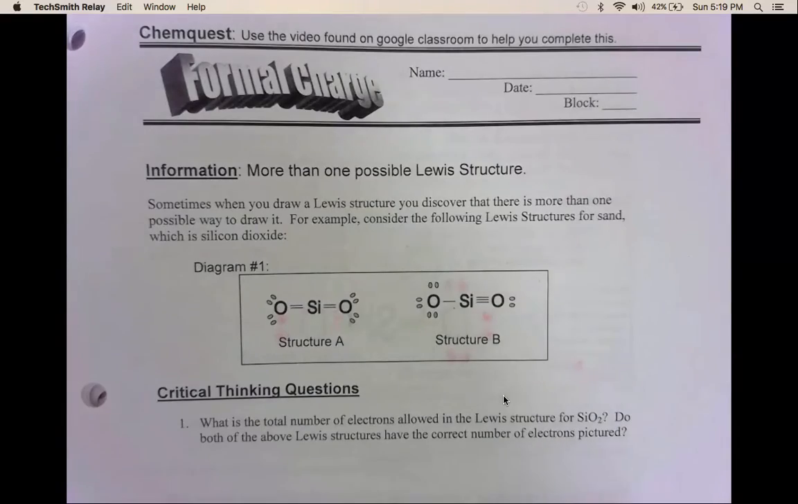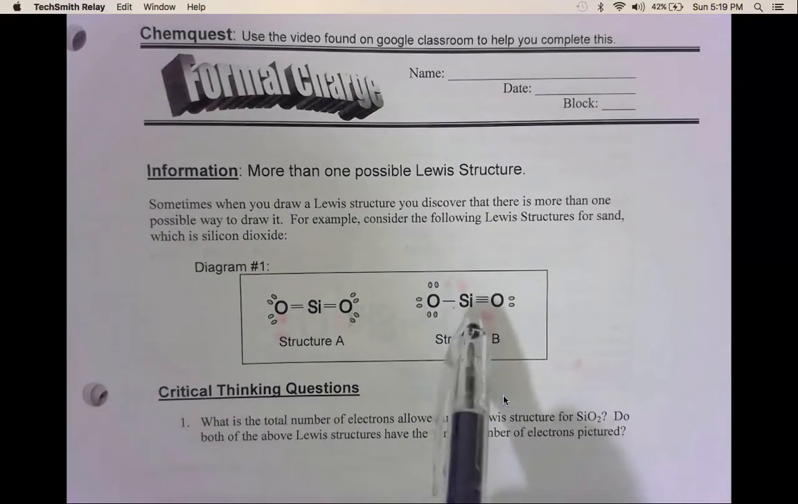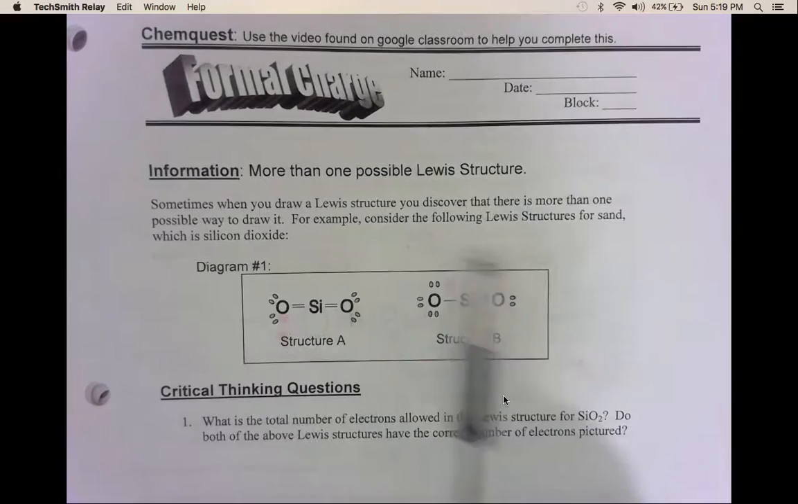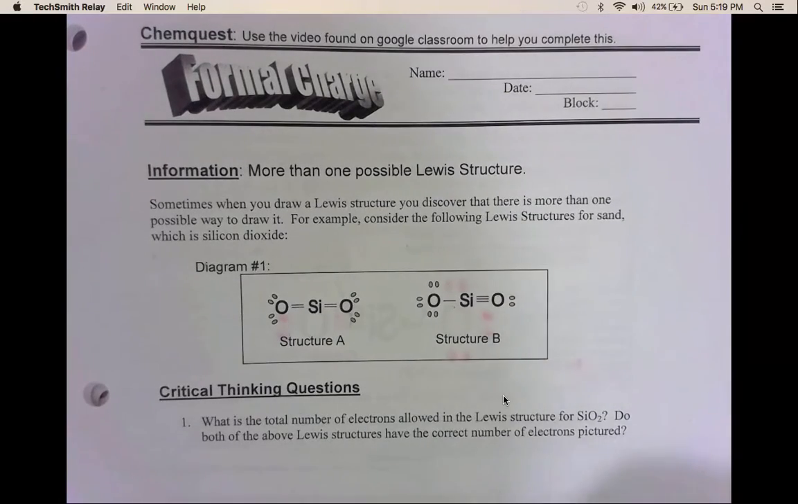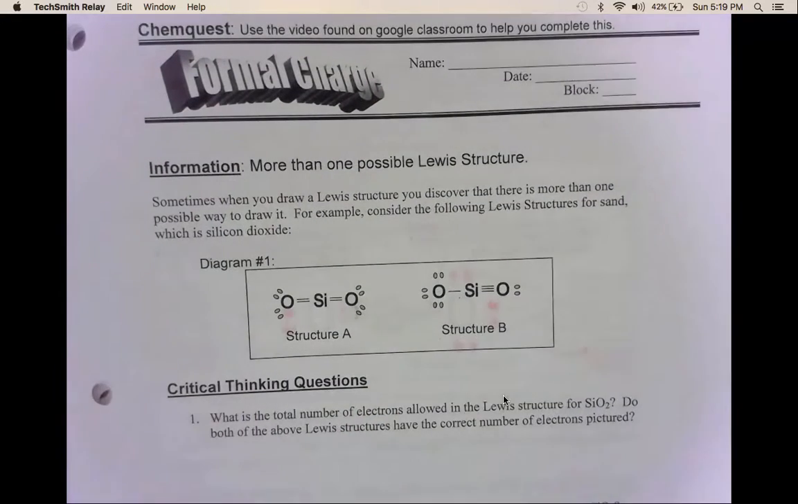Today we are taking a look at formal charge. So right up top we have two Lewis dot structures of silicon dioxide, which is also sand. It tells us that both of these structures are plausible, and in this ChemQuest we are going to determine how to decide which structure is better. So first, I am going to explain how both of these structures are possible.